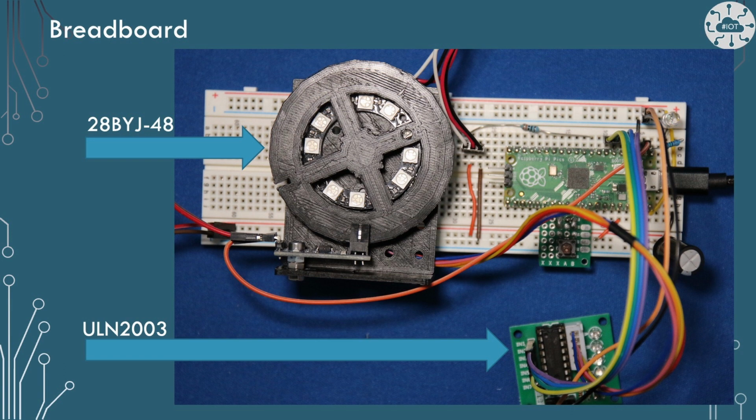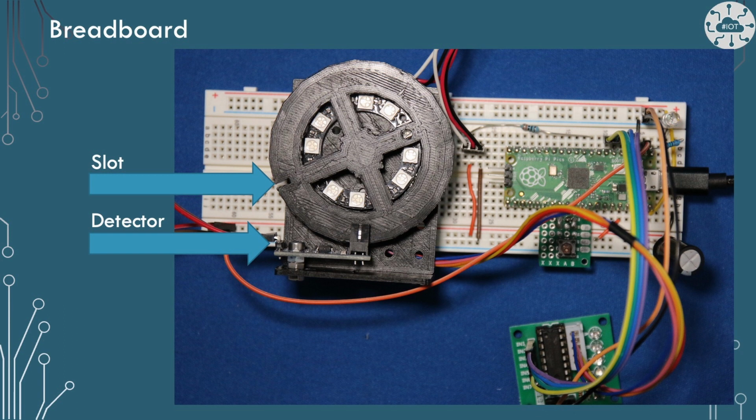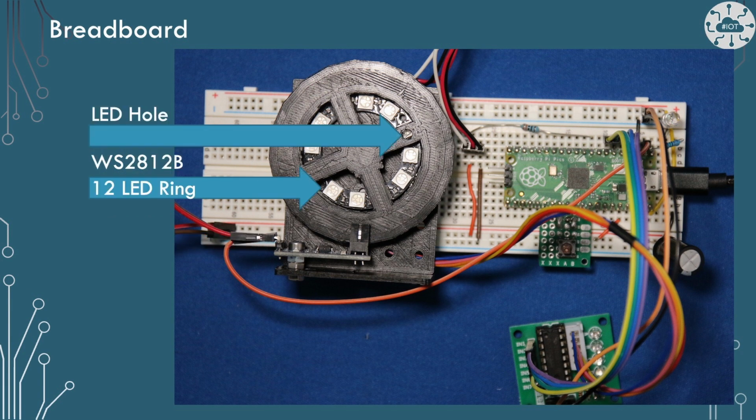So I've added my 3D parts on top of the breadboard. We have our stepper motor now driving the disc. We are still using an ULN2003 driver board. You can see the slot in the disc that we're going to detect. The detector is set on its side at the bottom of the little table. The disc also has a little register hole through which we can see the LED ring. The idea is to be able to locate the disc directly above the target LED.